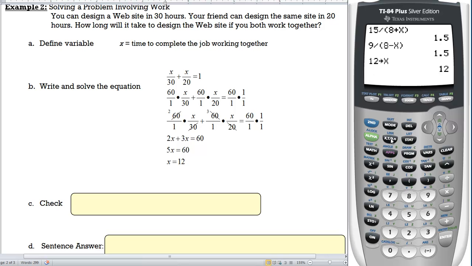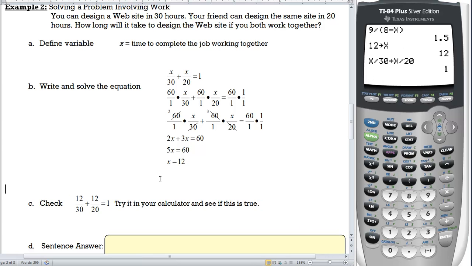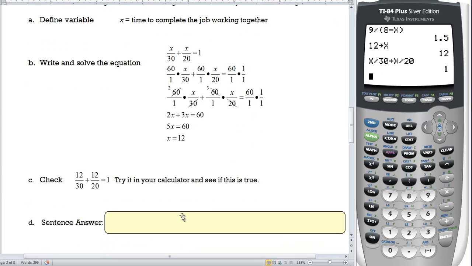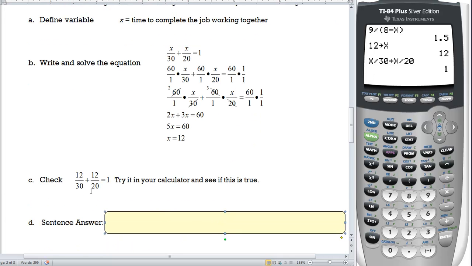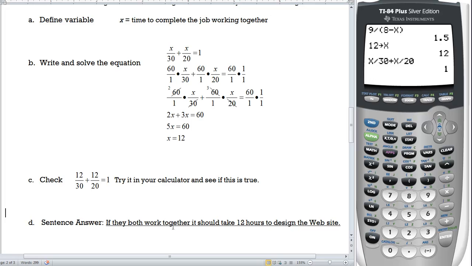I've got x over 30, x divided by 20, and it equals 1. So I said try it in your calculator. I just did, and I know it works. So my sentence answer on this one would be, since x is the time to complete the job working together, it would take us, if we could work together, 12 hours. So if they both work together, it should take 12 hours to design the website.